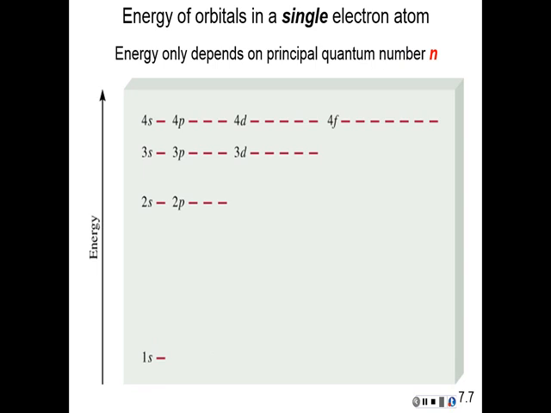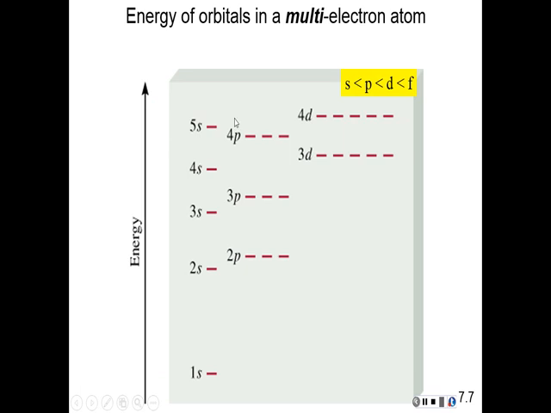n is 1, n is 2, n is 3, n is 4. So this is a much better diagram to use. This is for a multi-electron atom. You notice now 1s is the lowest energy orbital, then it's 2s, then it's 2p. But you notice the 2p is higher energy than the 2s. 3s is higher than the 2p, lower than the 3p. Now here's something interesting. The 4s is a lower energy orbital than the 3d. That means electrons will occupy the 4s orbital before they'd occupy the 3d.